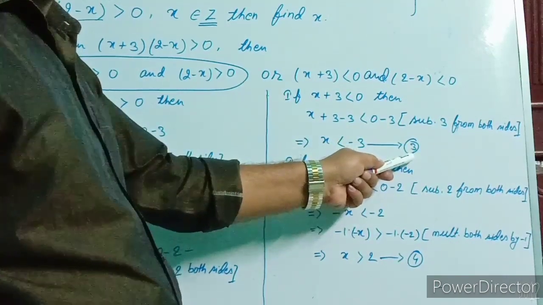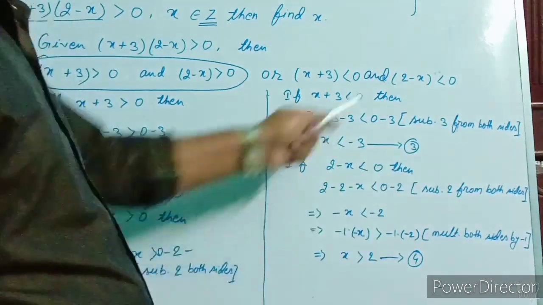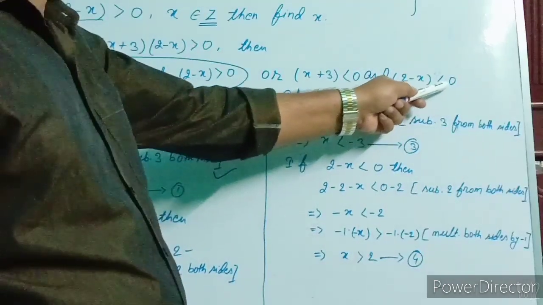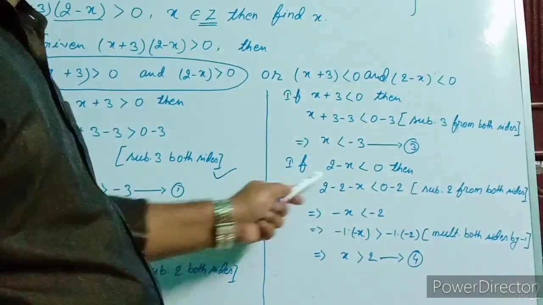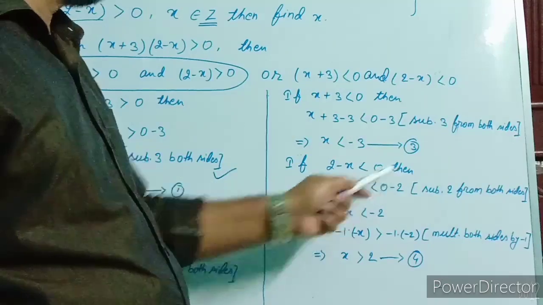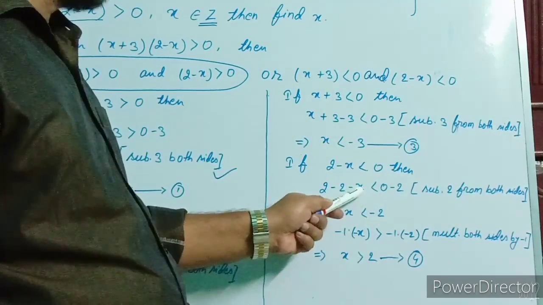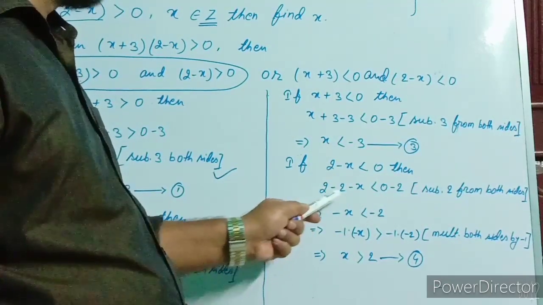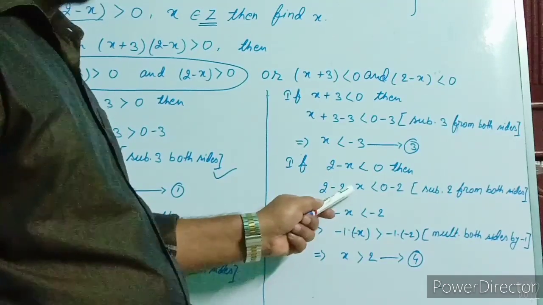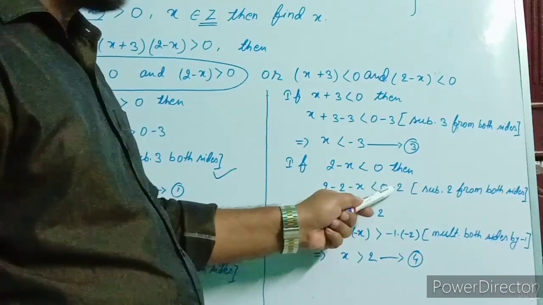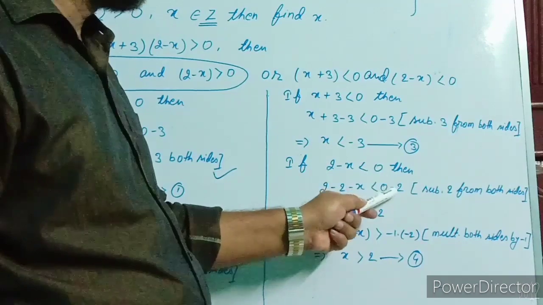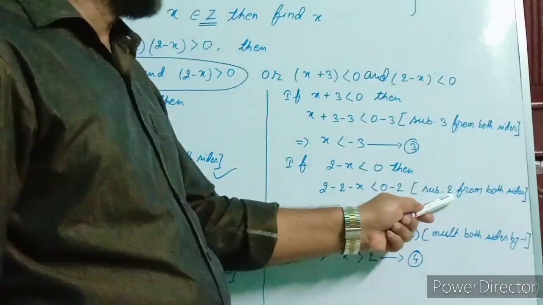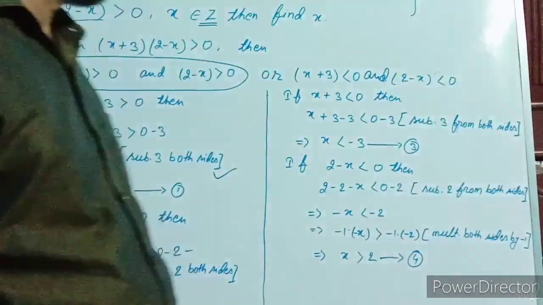This became equation number 3. Now this part, 2 minus x is smaller than 0. I wrote here, if 2 minus x is smaller than 0, then to make x alone, we will cancel this 2 by subtracting 2. From that side also I subtracted 2: 0 minus 2. And I wrote in bracket, subtracting 2 from both sides.